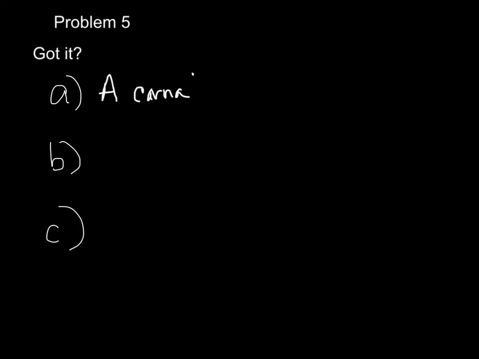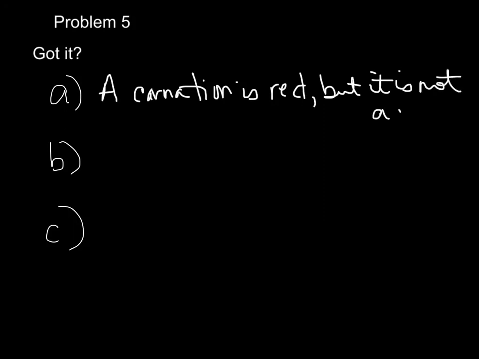So let's start with a got it. So the first one, A, if a flower is red, it is a rose. We have to make a counterexample. So, counterexample, we're going to first state something that's red. A carnation is red. But then we have to say, our carnation is red, but it is not a rose. There is our counterexample.